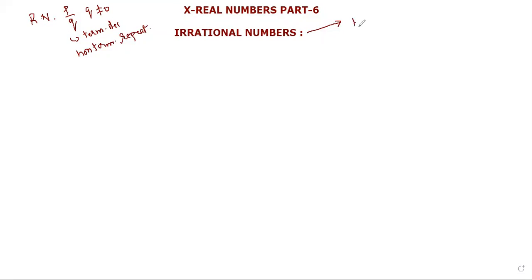And irrational numbers, in terms of decimal representation, we can say, are non-terminating, non-repeating decimals. Non-terminating non-repeating decimals are irrational numbers.